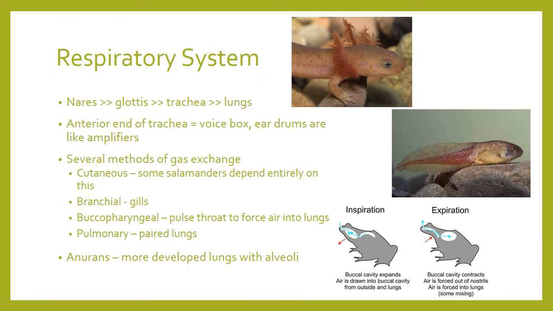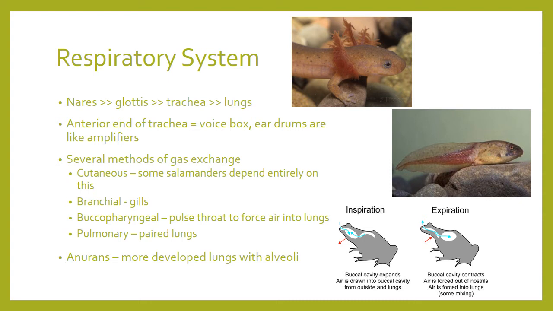So respiration. There's a lot of variation in amphibians here, but in general, air comes in the nares, the nostrils. The glottis is a circular patch toward the back of the mouth. The air travels through to get to the trachea and then goes to the lungs. The anterior end of the trachea has a voice box, and eardrums are like amplifiers for that. Some amphibians, not all, can make a call, or have a voice, and the eardrums are like loudspeakers for that voice.